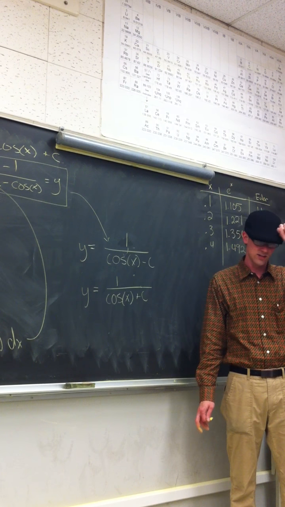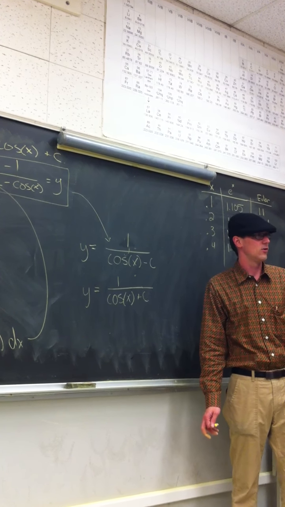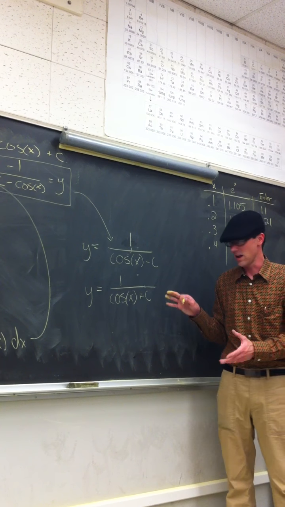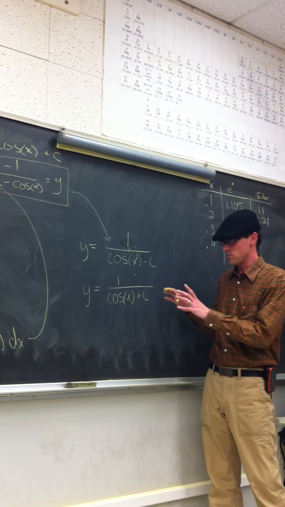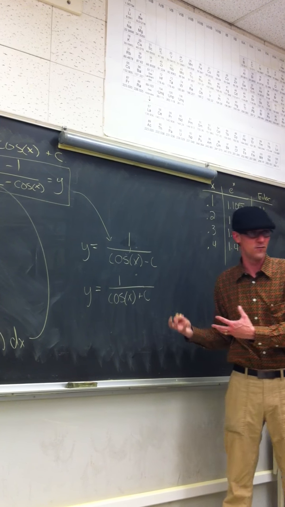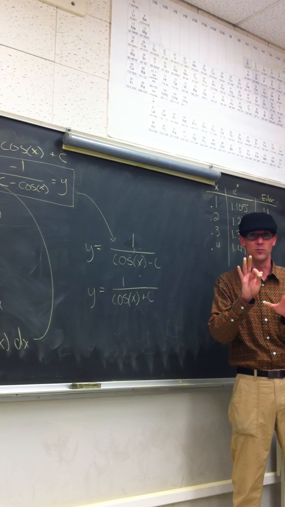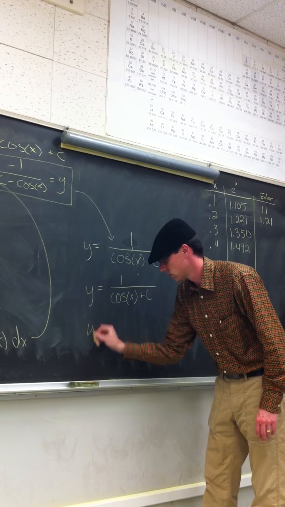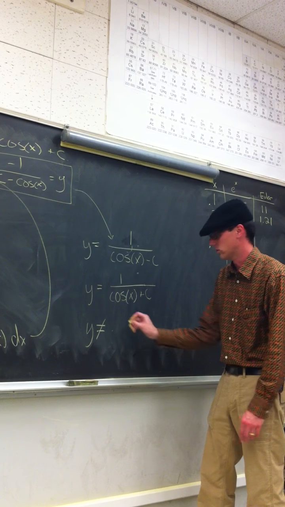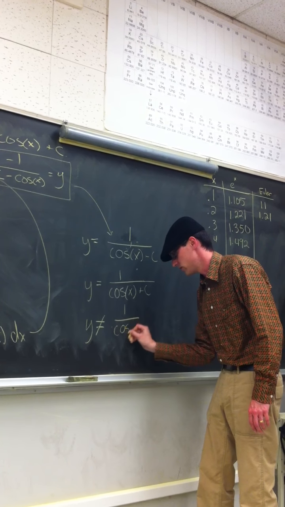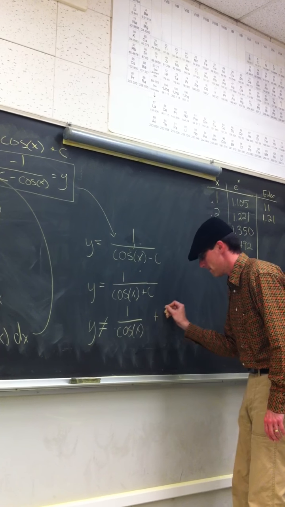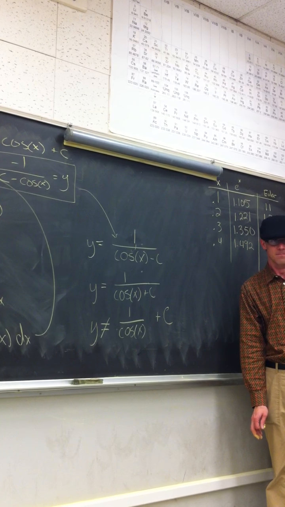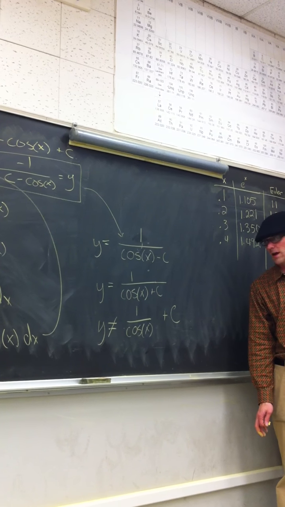Sean stayed after and asked a similar question about this, and we spent, what, 20 or 30 minutes trying to come up with an example that showed explicitly why this fails. I will try to briefly go over that explanation, but here's what you cannot do. y does not now equal 1 over cosine of x plus C. You can't do that. Okay?